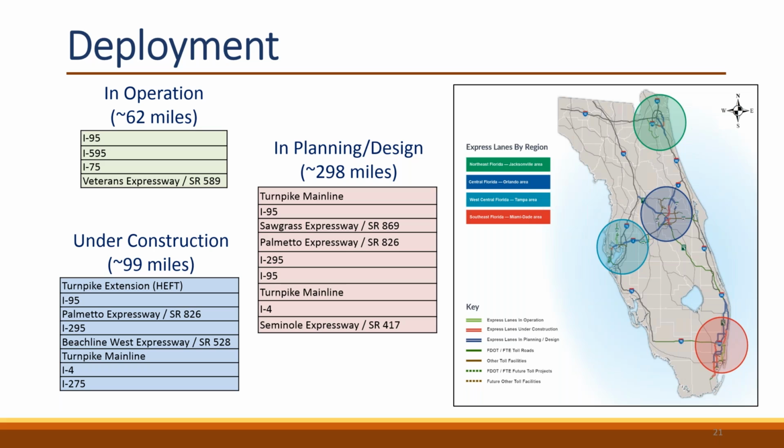We have I-95, 595, 75, and the Veterans Expressway. And under construction, we have about 100 miles, mostly on Turnpike, 95 to 75. I'm just reading it from the list here. 826, you can read it as well. I-4 and 275. In the planning and the design phase, we have about 300 miles of express lanes.